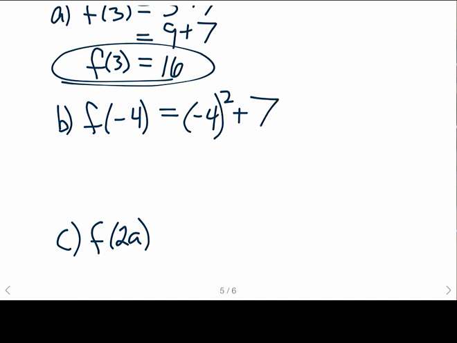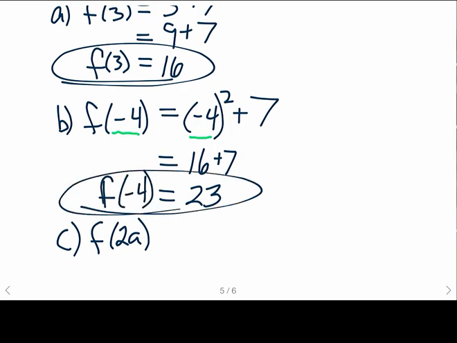And notice I put the -4 in parentheses. That's because whatever is inside the argument, in this case -4, is to be squared. And as I'm sure you recall, when you square -4, you get a positive 16. Adding 7 to that gives me 23. And so I can say that f of -4 is equal to 23.